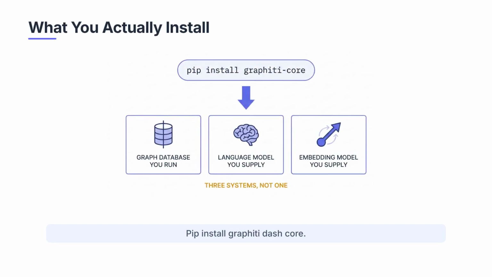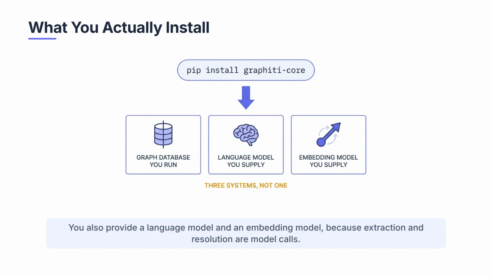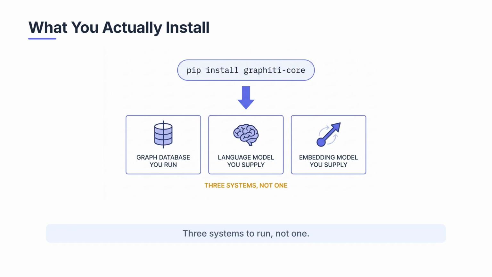So what do you type? Pip install graphiti-core. 1 package. But here's the part that surprises people on day 1. Graphiti does not bring a database with it. You provide the graph store. Neo4j 5.26 or newer, or FalkorDB, or Amazon Neptune. You also provide a language model and an embedding model, because extraction and resolution are model calls. 3 systems to run, not 1. Budget for that before you promise anyone a demo on Friday.